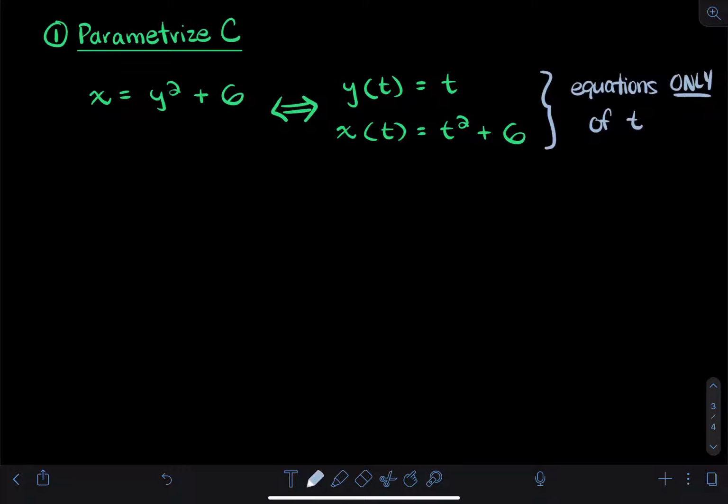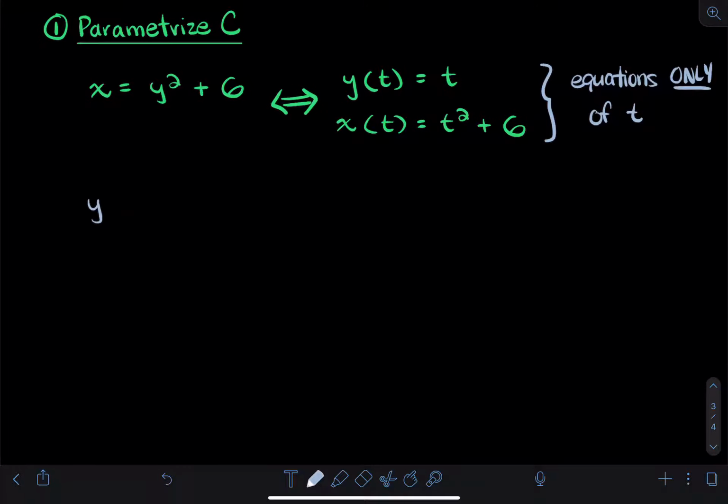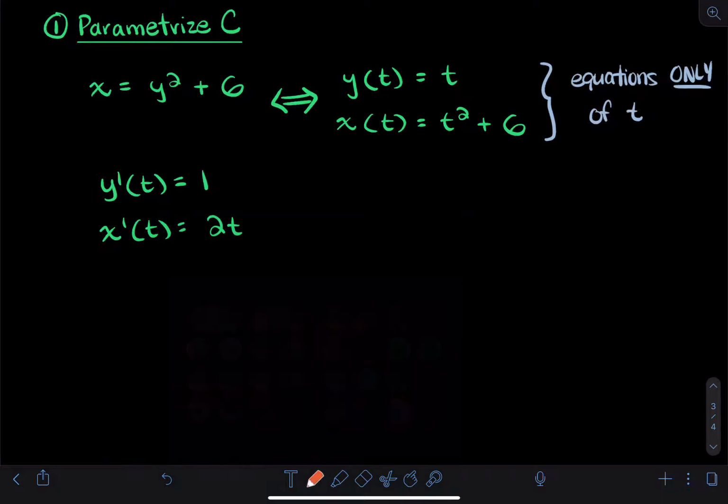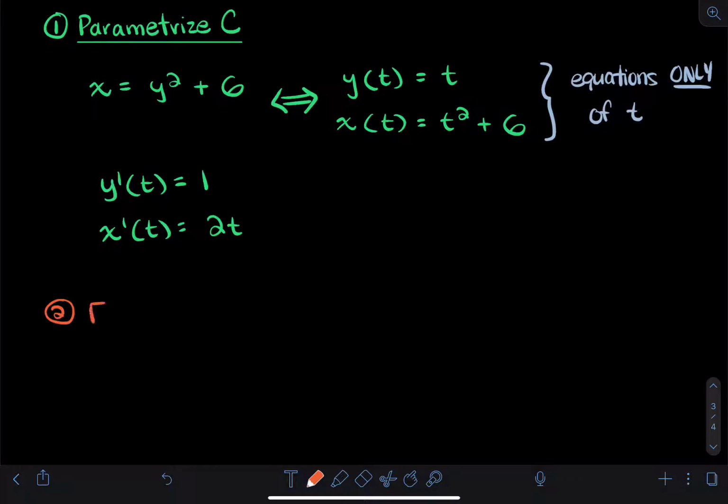But the next step here is let's just compute the derivatives of y of t and x of t. So y prime of t is just simply 1, and x prime of t is going to be 2t. And those are the derivatives there. Now I'm just going to do this piece by piece, and then once we put everything together, you'll see why I'm doing all of this. The next step here is to fix the bounds. This is something that it's very easy to forget, and you can get a question wrong if you forget to do this part.